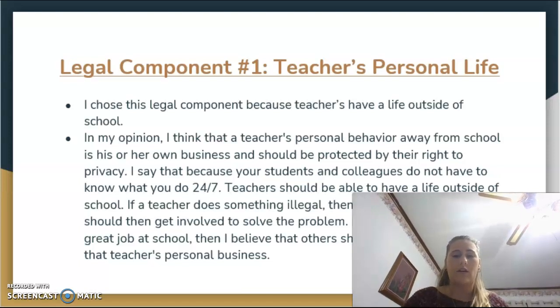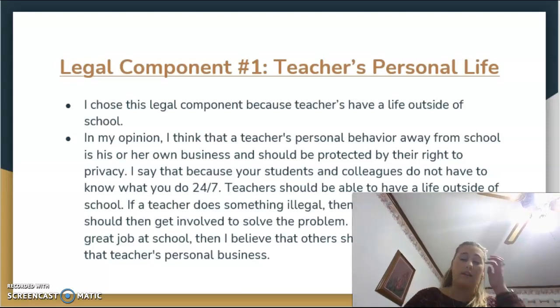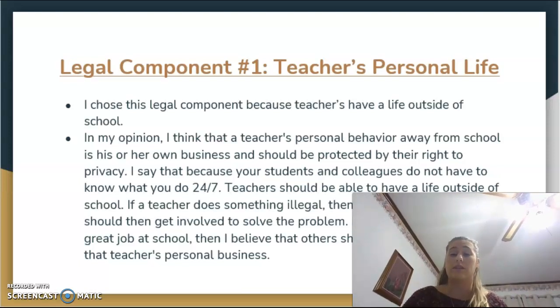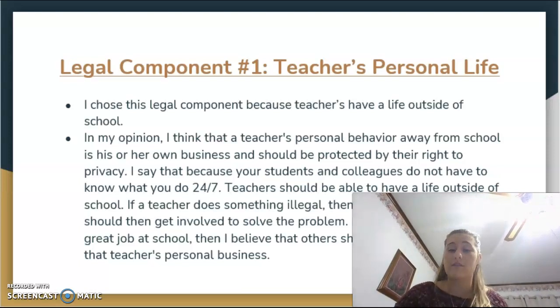So my first legal component is teacher's personal life. I chose this because teachers have a life outside of school. I think a teacher's behavior away from school is their own business and should be protected by the right to privacy. Students and colleagues do not need to know what teachers are doing 24/7.